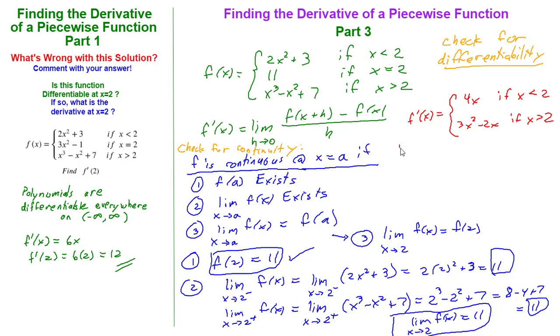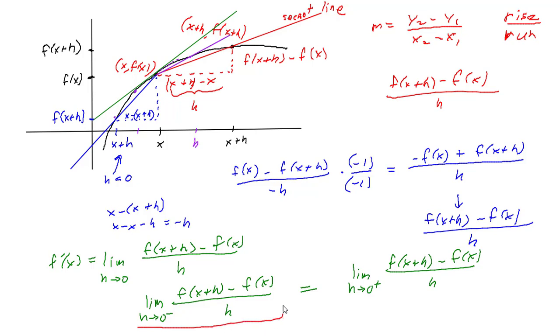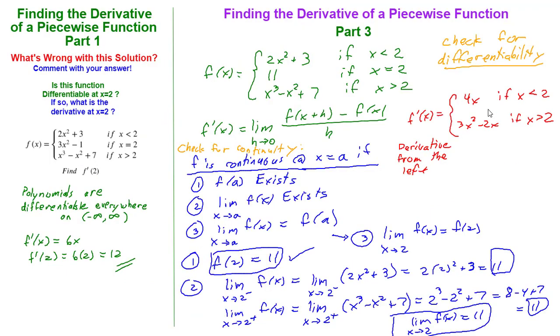So let's just say the derivative from the left. When I say derivative from the left, I'm really referring to the limit as h approaches 0 from the left of the slopes of the secant lines, or this part of the definition of the derivative, which we can use to find that derivative from the left. So the derivative from the left of x equals 2 will be 4 times 2, or 8.